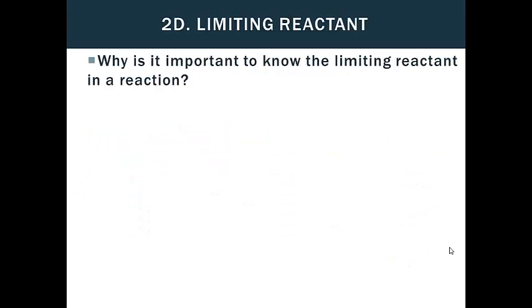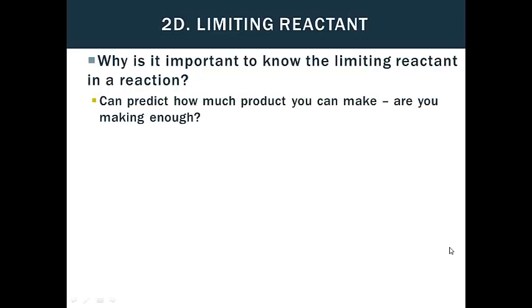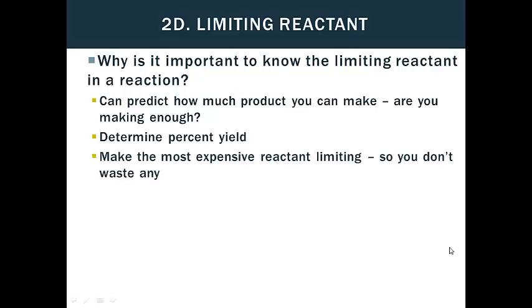Next, why is it important to know the limiting reactant in a reaction? So several reasons. It allows you to predict how much product you can make. So if you're trying to make a certain amount, you know exactly how much to start with. You can also use this to determine percent yield, so how good was your recovery of the product during the experiment. And you also can try to make the most expensive reactant the limiting reactant. This way you don't waste any.